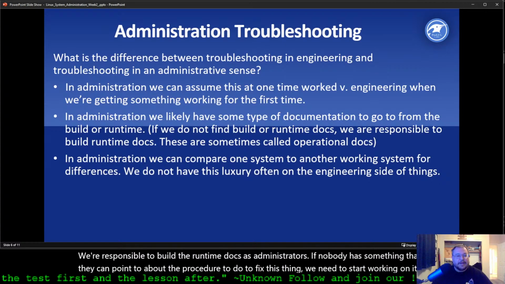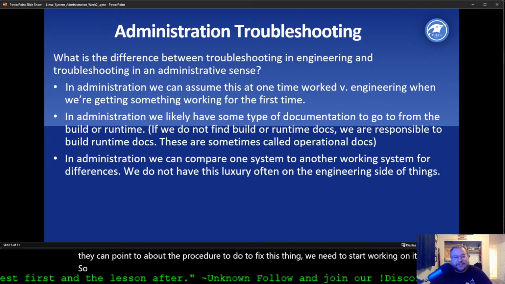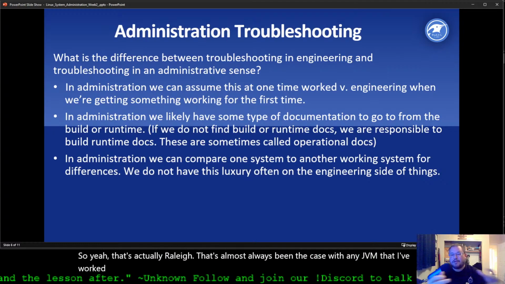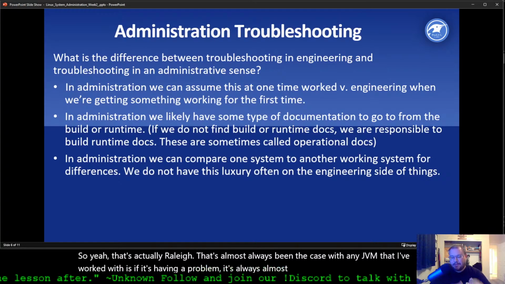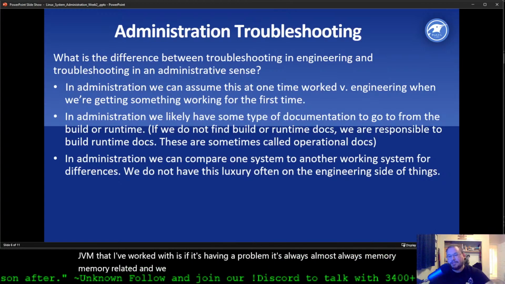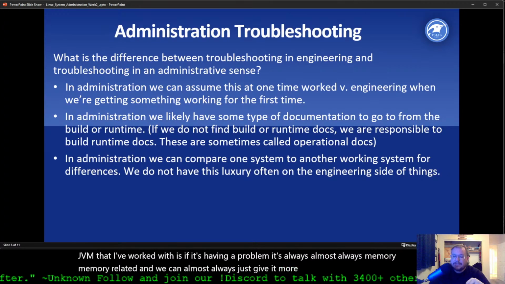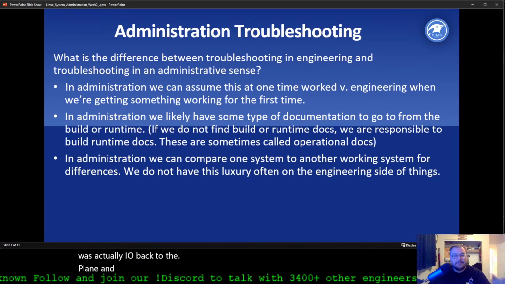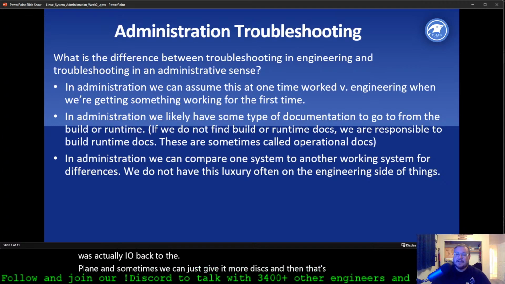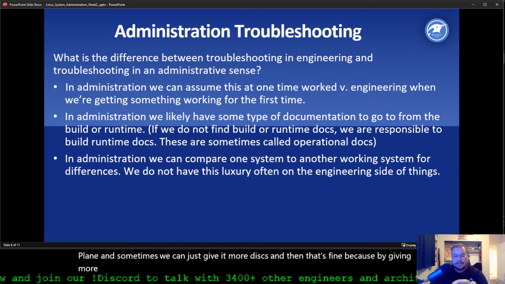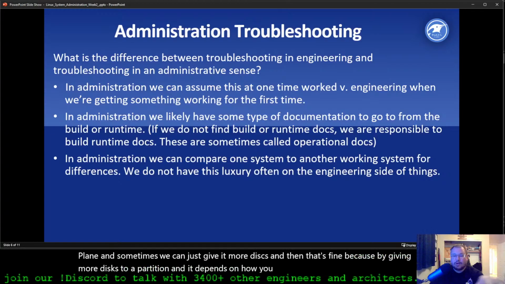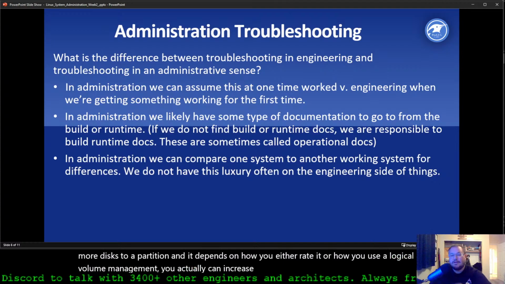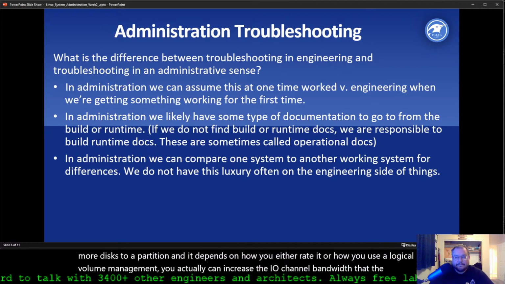So, yeah. That's actually, Raleigh, almost always been the case with any JVM that I've worked with. If it's having a problem, it's almost always memory related, and we can almost always just give it more memory. I've had 2 or 3 instances where it was actually I/O back to the disk plane, and sometimes we can just give it more disks. By giving more disks to a partition, and it depends on how you either RAID it or how you use logical volume management, you actually can increase the I/O channel bandwidth that the system uses on the back end.